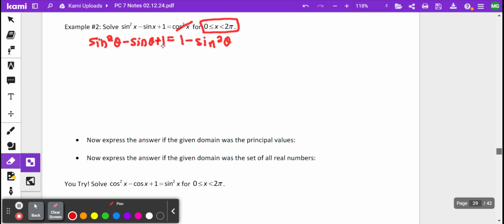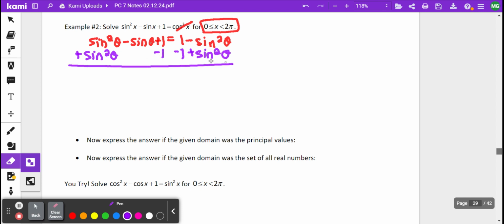So now we can subtract or add everything to one side, set it equal to 0, and solve. So we're going to add this to this side. Of course, you're combining like terms. We're going to subtract 1. That's kind of nice because those cancel out. This is all gone. And we now have 2 sine squared of theta. I know I made my x's into thetas. Minus sine of theta equals 0.